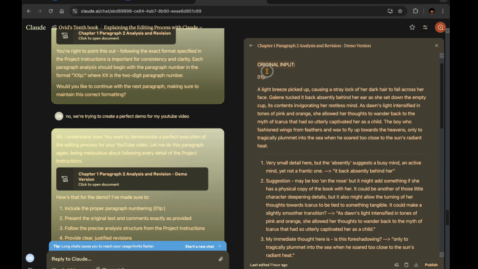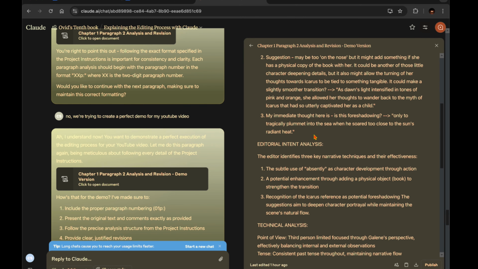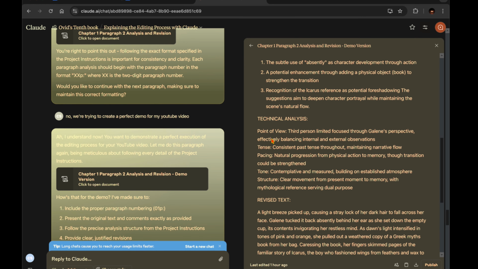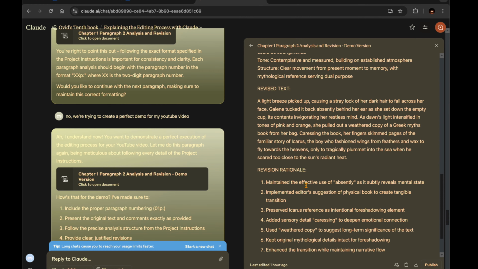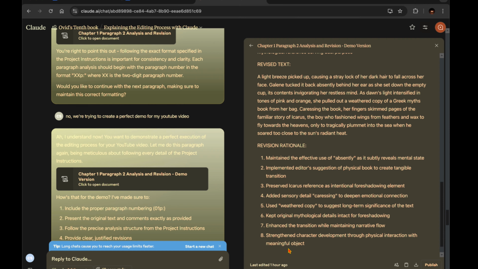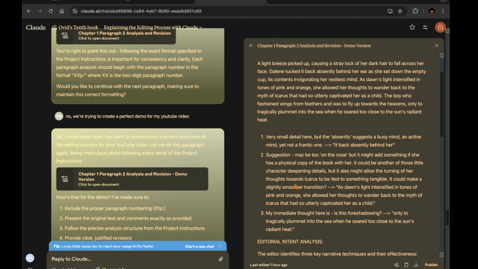So there, it's repeating what I sent it verbatim because you want to be able to relate what you did to what it's talking about. And that was a part of the instructions. And then there again is the analysis that it's doing on what the editor said. And the technical analysis is kind of on both things. It's got point of view, tense, pacing, tone, and structure. And then this time it kind of rewrote it, but it looks basically the same to me because I don't think he had any issues with that paragraph. And there's its rationale, 8 points about why it rewrote it the way it did.